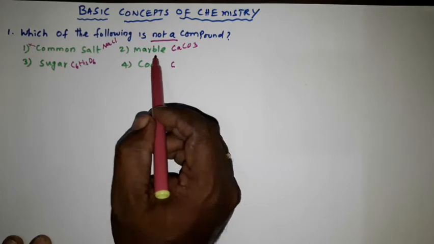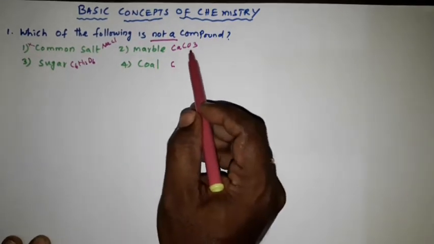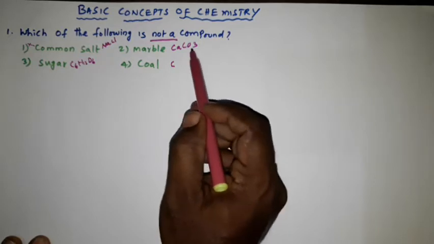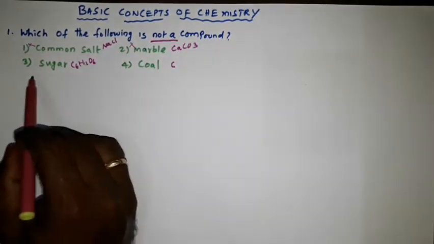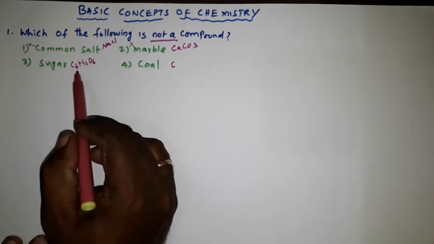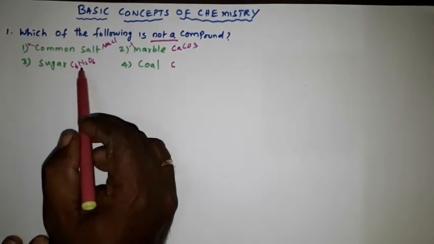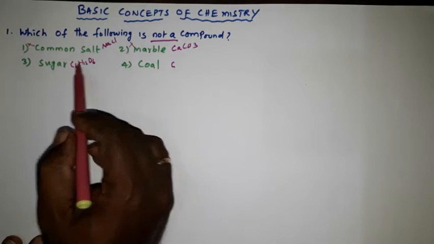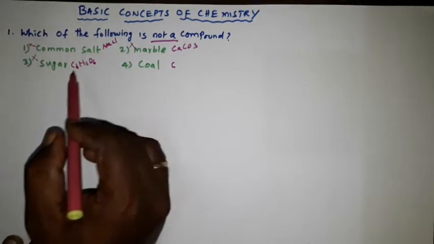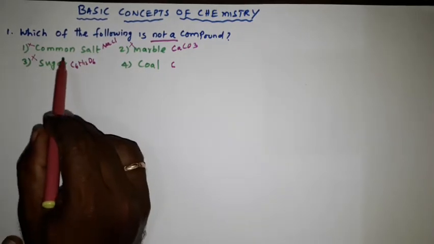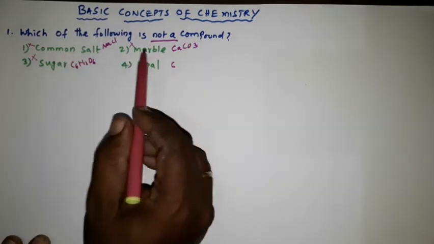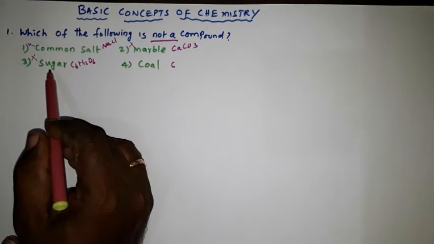Second one, marble. In marble there are 3 elements: calcium, carbon and oxygen. So this is a compound, and this option is also wrong. And sugar has more than one element: carbon, hydrogen, oxygen. So common salt is a compound, marble is a compound, sugar is a compound.